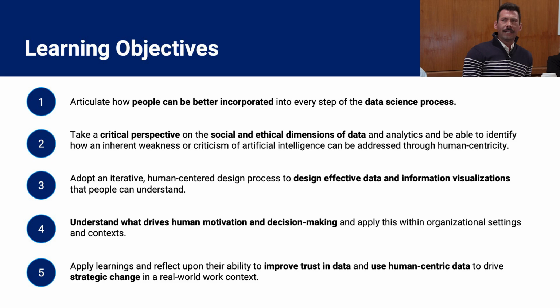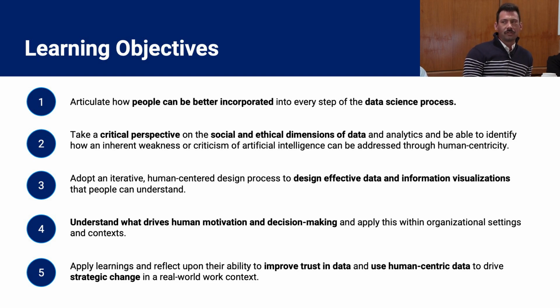And so there are five key learning objectives for the course. The first is understanding how people can be and should be more involved in the data science workflow, or process. The second is how to take a more critical perspective on the social and ethical elements of data, identifying things that are happening right here, right now, and developing a position on that. Third, applying human-centered design to design more effective data and information visualizations that people can understand and respond to.